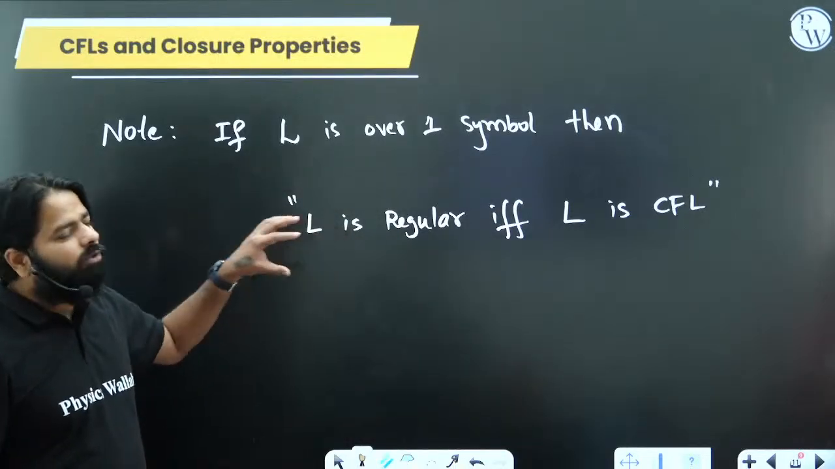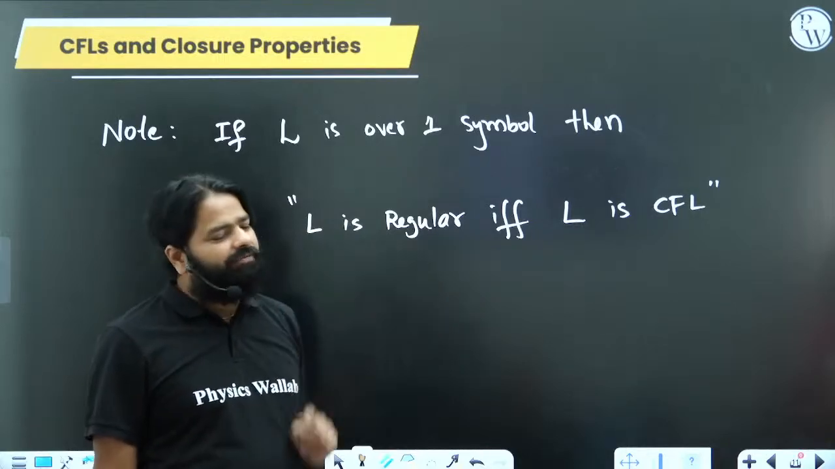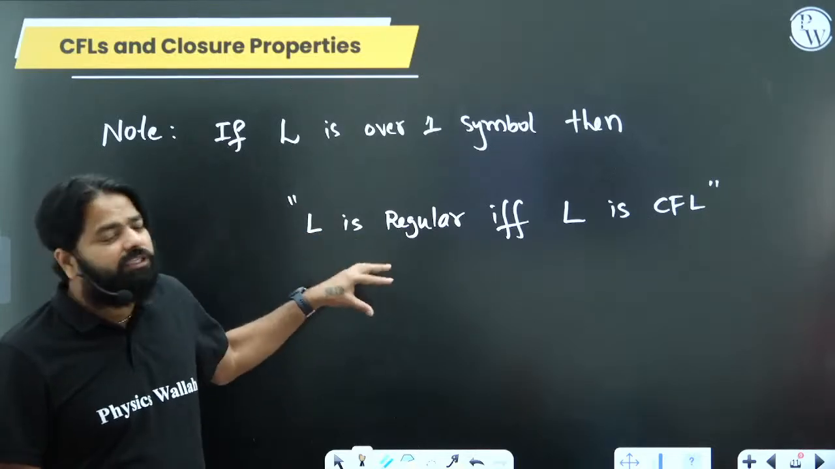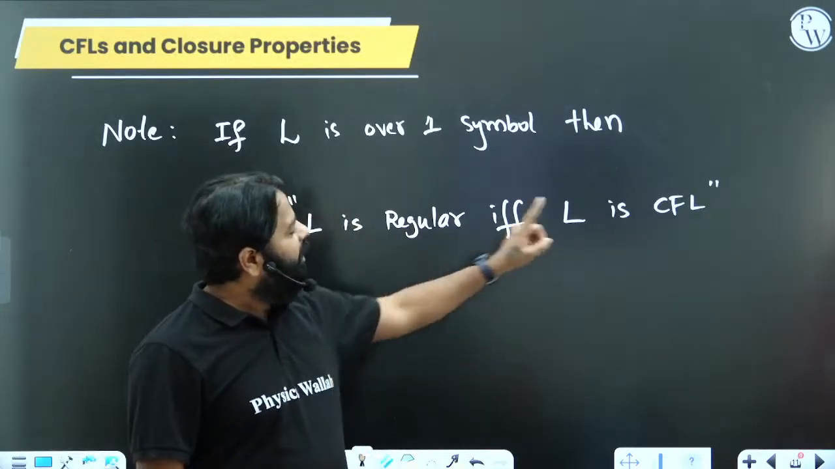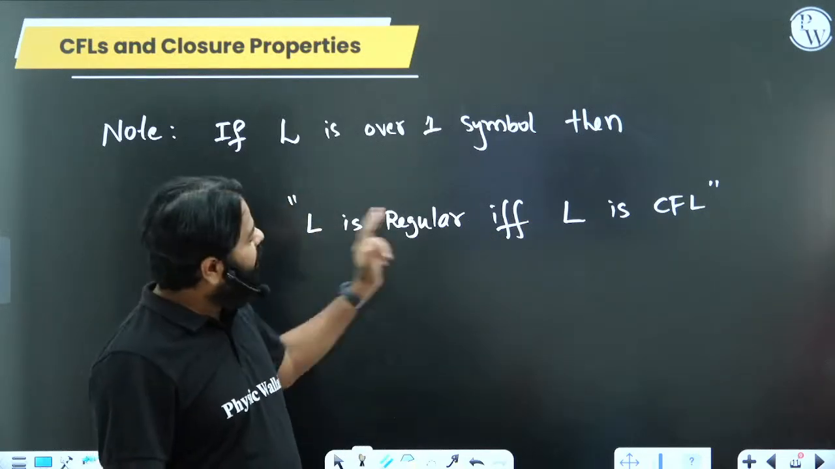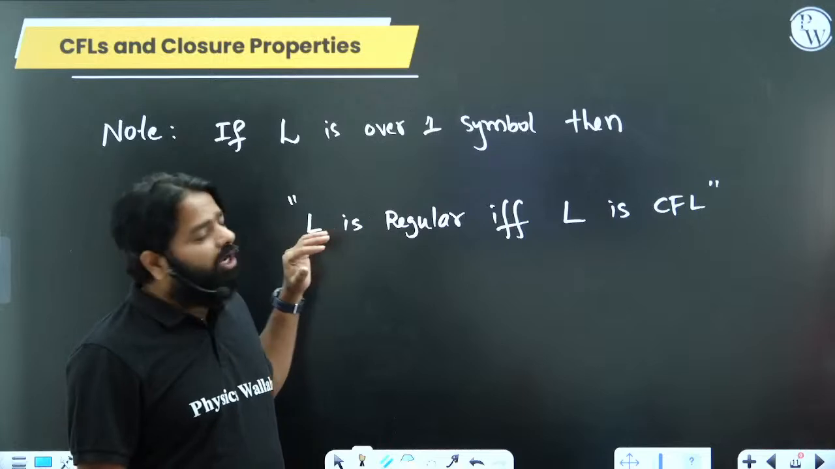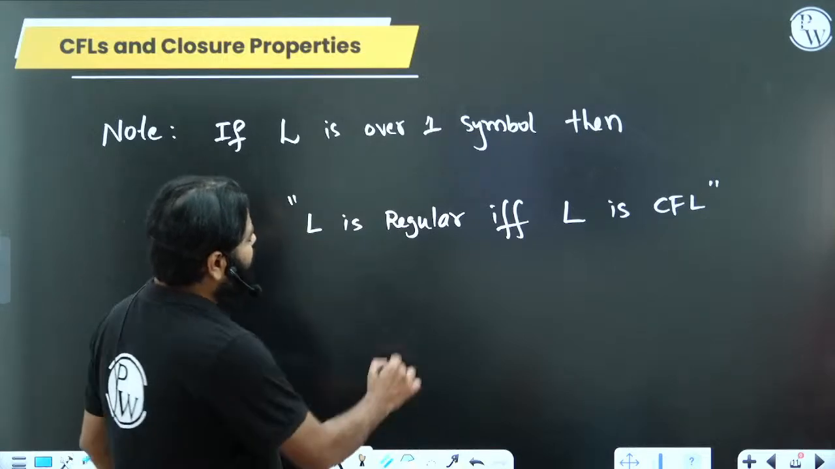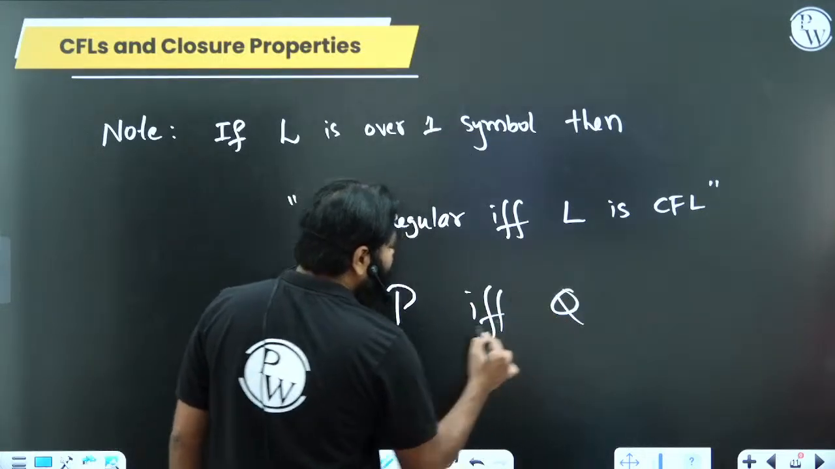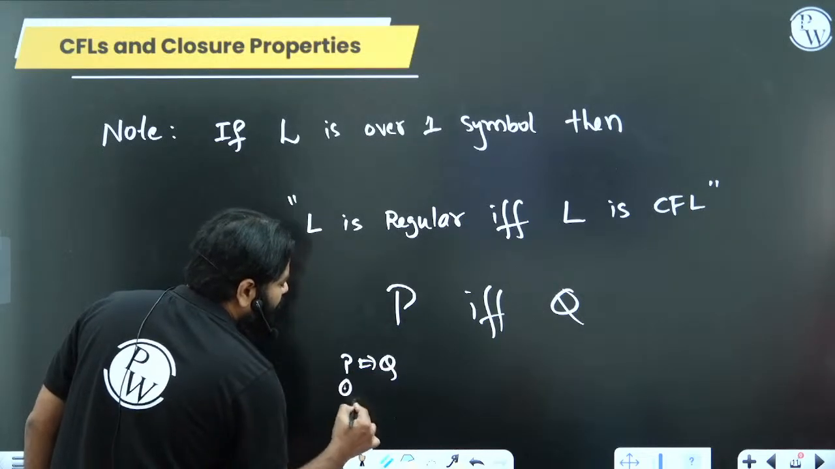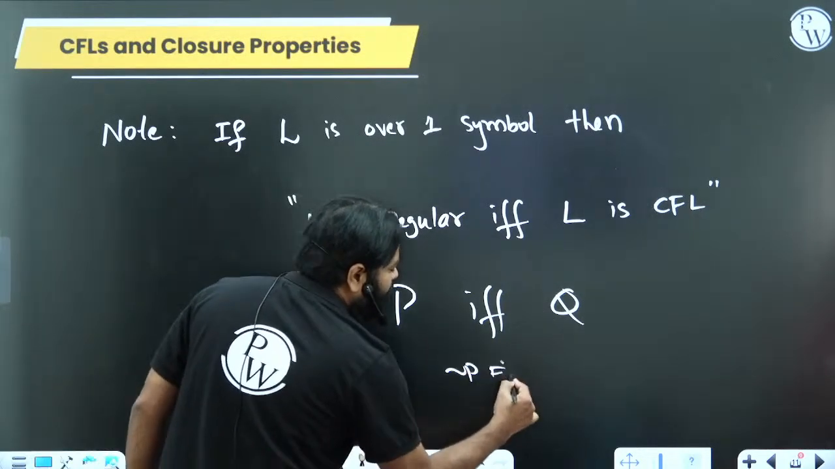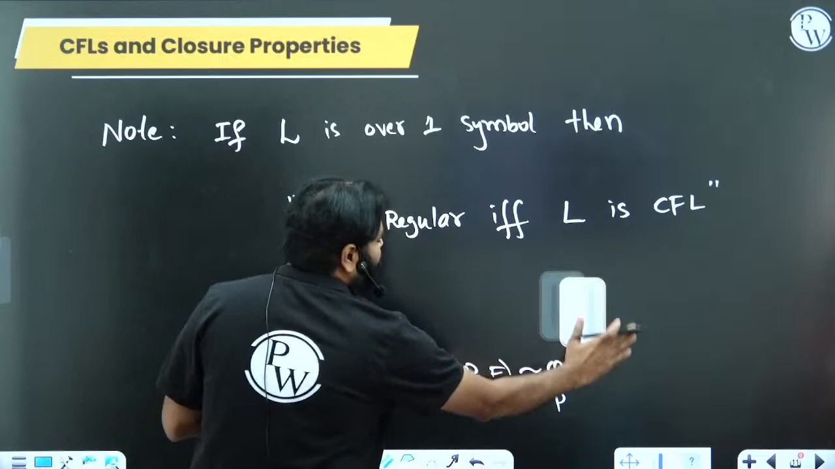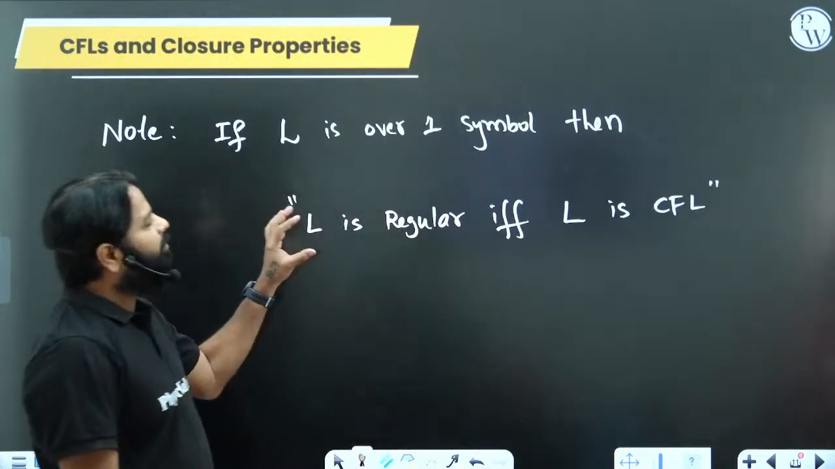That means this statement has all the things. L is not regular, then L is not CFL. L is not CFL, then L is not regular. It has almost 4 statements here. This statement has A implies B, B implies A, not A implies not B, and not B implies not A. There are so many statements in just this single line. If you studied discrete mathematics, P if and only if Q: how many statements are there? P implies Q, Q implies P, not P implies not Q, not Q implies not P. This kind of answers can be derived from the single line. So this is a very important statement.